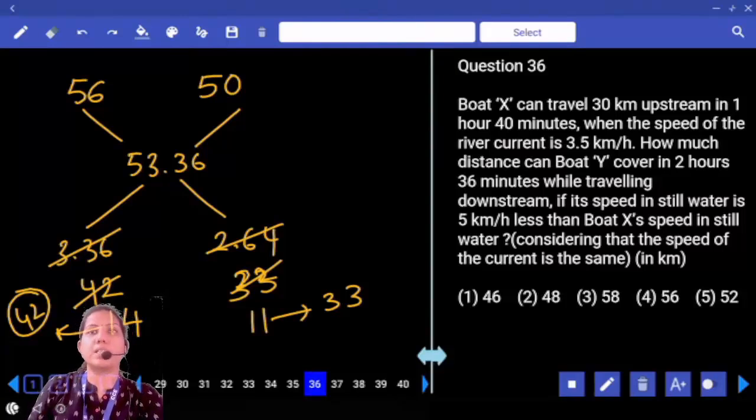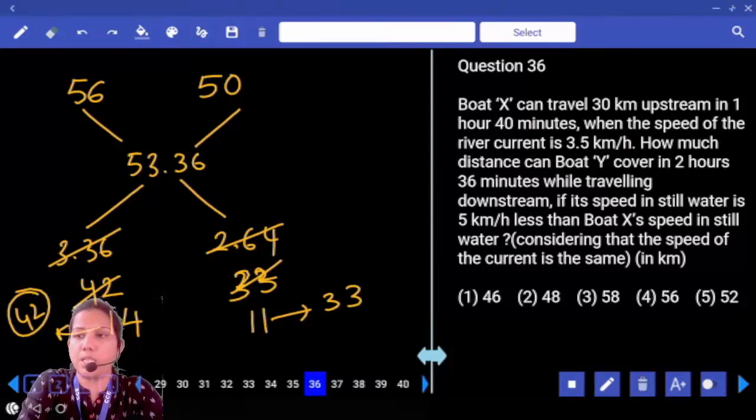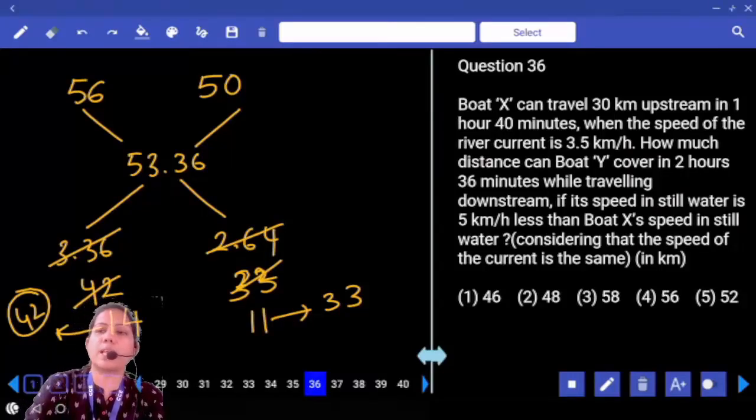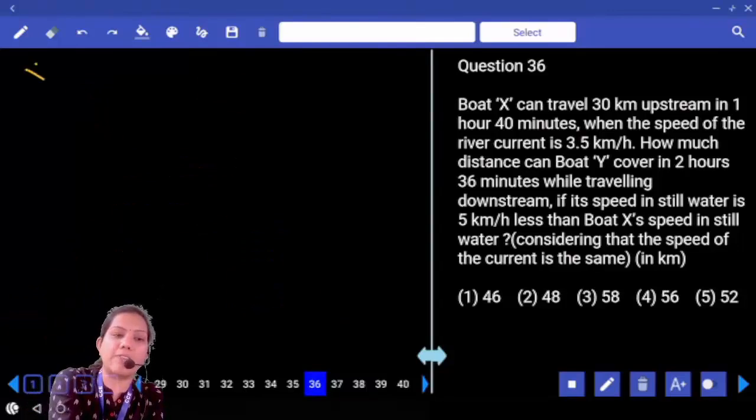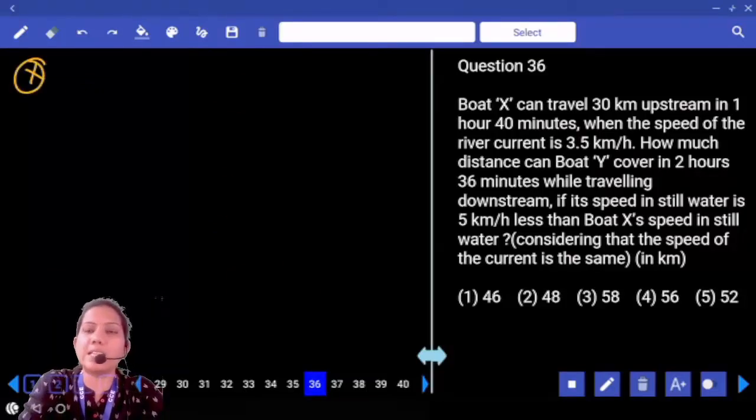Next, question number 36. Boat X can travel 30 km upstream in 1 hour 40 minutes. When the speed of the river current is 3.5, that is, speed of the stream is 3.5. How much distance can boat Y cover? So first boat X information. Boat X can travel 30 km upstream in how many minutes? 1 hour 40 minutes means how many minutes? 100 minutes.